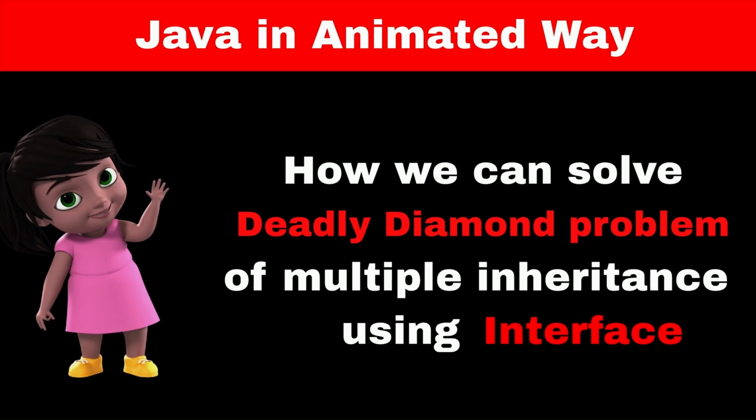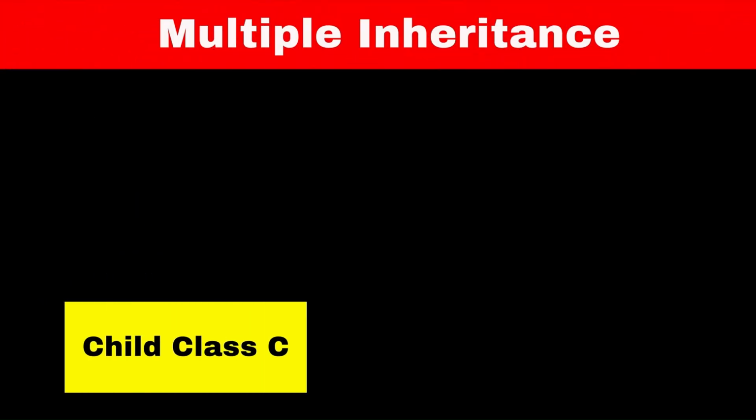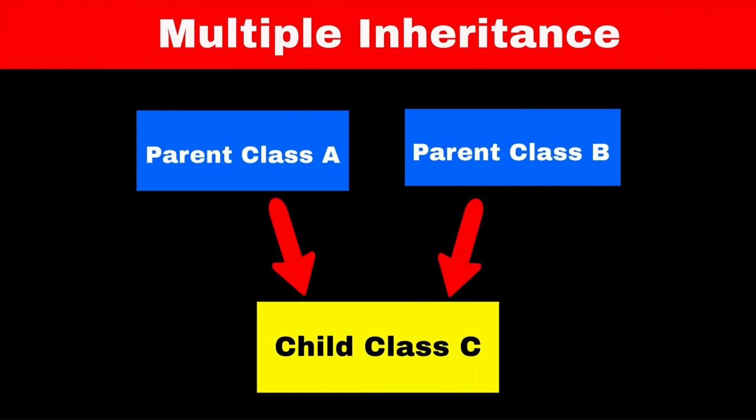Do you know what is deadly diamond problem of multiple inheritance and how we can solve it using interface? Multiple inheritance means one child class can have two or more parent classes. Now let's understand what is a problem with multiple inheritance.